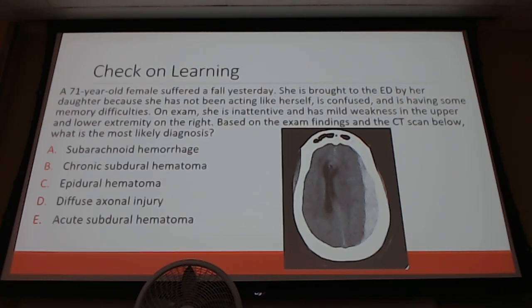Check on learning. A 71-year-old female suffered a fall yesterday, brought to the ED by her daughter, not been acting like herself, confused, with memory difficulty. On exam, she's a 10, mild weakness in the upper and lower extremity on the right. What do we see on this CT? Yeah, acute subdural hematoma.